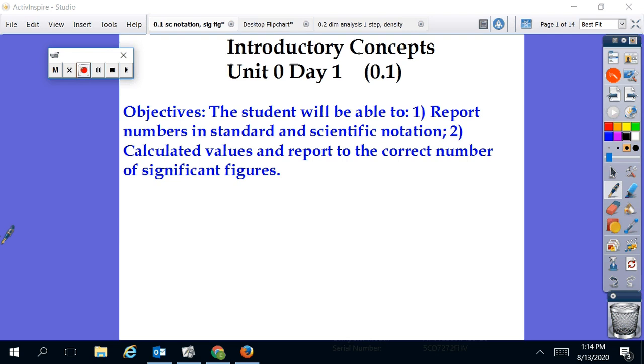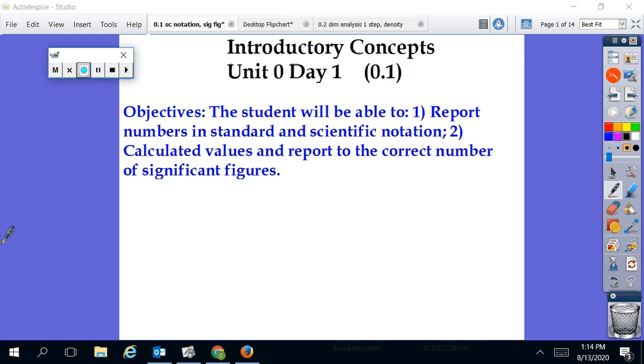The first you may be familiar with already. We're going to take numbers, big and small, and report them in what's called standard and scientific notation. And then the second thing, which is probably unfamiliar to you, is we're going to learn what a significant figure is and how to calculate values in significant figures and report them.